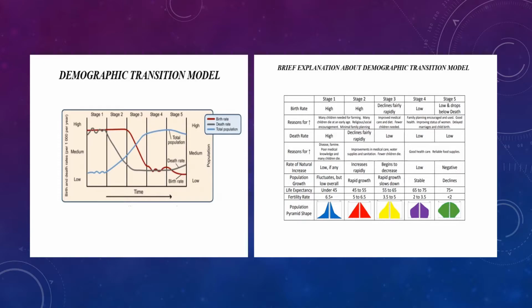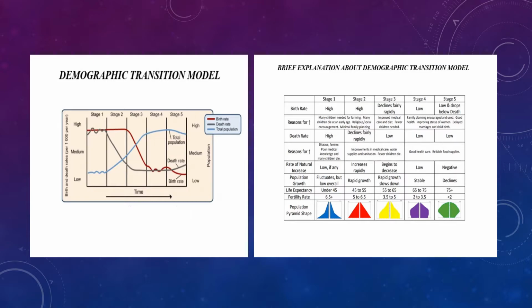Population growth fluctuates. Here there is a fluctuation in the population growth, but overall the population remains at a low level. Life expectancy is under 45 years. Fertility rate is more than 6.5. Here we can see the pyramid shape of the population, where the base is strong and it starts declining as it goes higher.